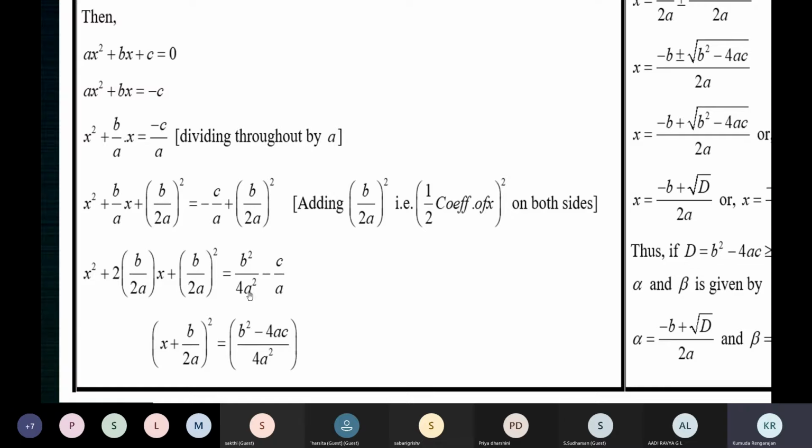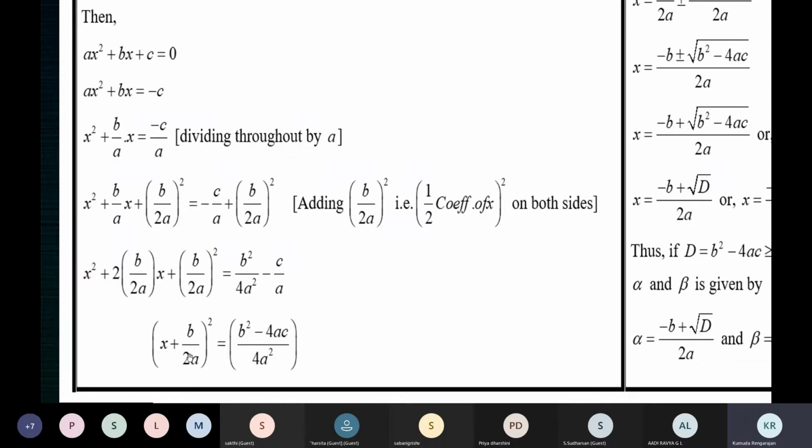Take up the LCM here. 4a square and a, 4a square is LCM. So this b square as it is minus, there is a here, but the common denominator is 4a square, but there's only a here. So you should multiply the numerator by 4a. So that will give you 4ac. Now x plus b by 2a, the whole square is equal to b square minus 4ac by 4a square.